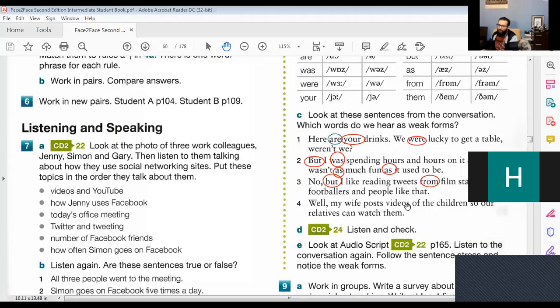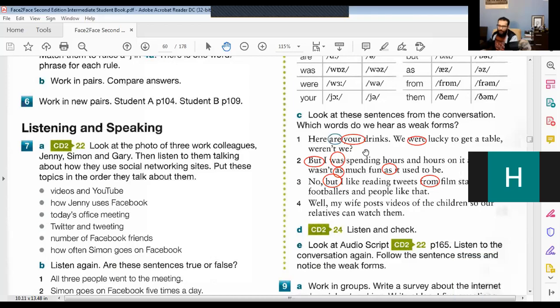So it's actually not a weak form because it's the last word in the sentence. Anyways, these are just reminders about the weak form and strong form.